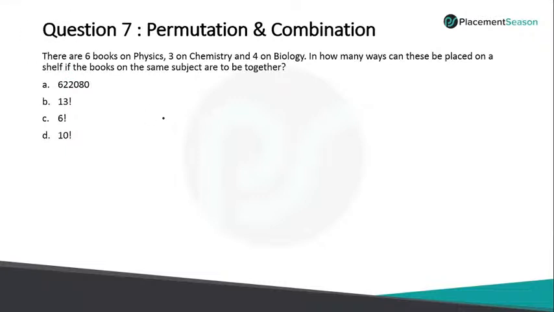6 books of physics can be arranged in 6 factorial ways, and 3 books on chemistry can be arranged themselves in 3 factorial ways, and 4 books on biology can be arranged themselves in again 4 factorial ways. And these 3 subjects, physics, chemistry and biology, can be arranged in 3 factorial ways. So totally if you solve this, you'll get 622080, which is in your option 1. Okay, simple. Next question.